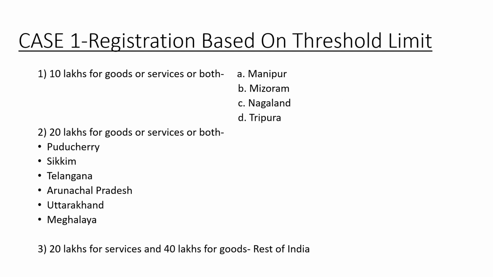Coming to the first type of registration, that is registration based on threshold limit. This is covered under section 22. Here different turnovers are given and different states have different turnover limits for various businesses.